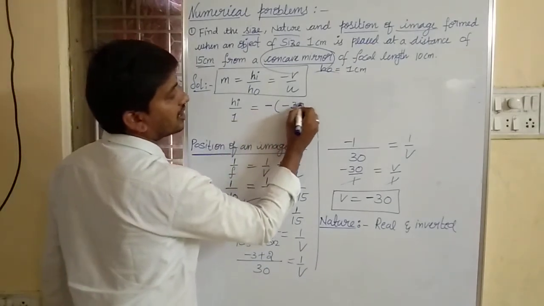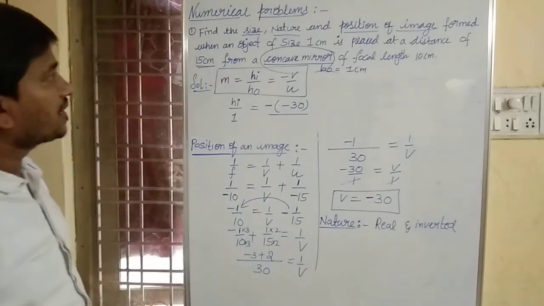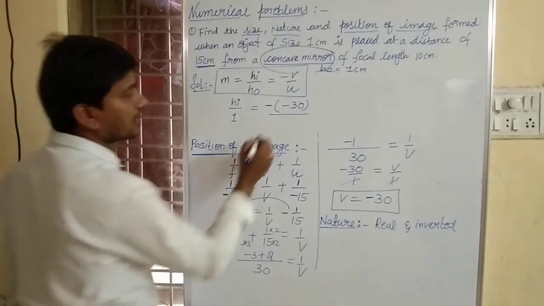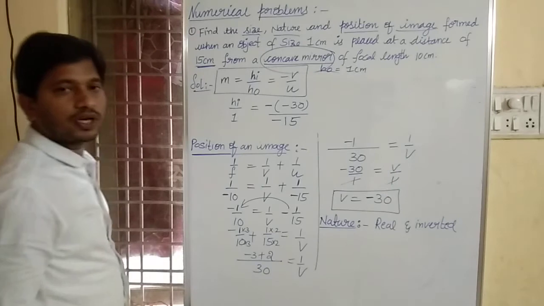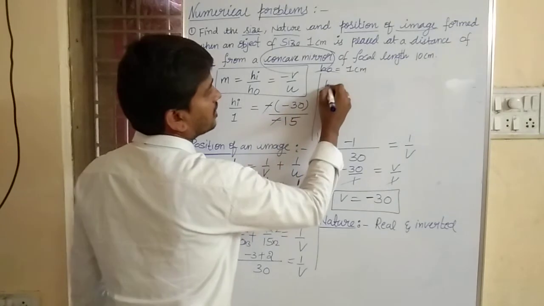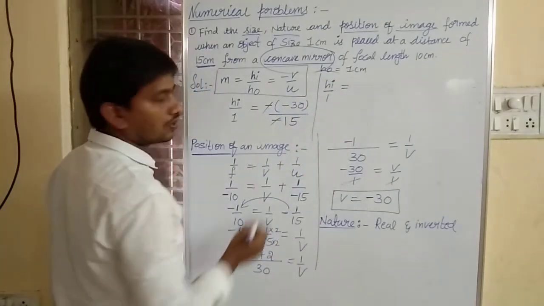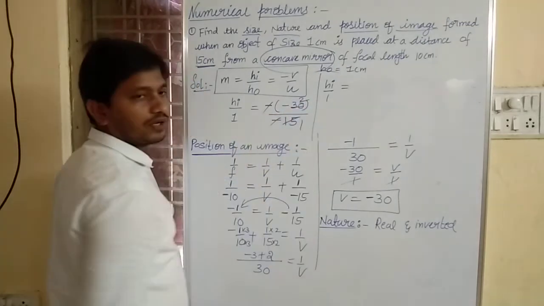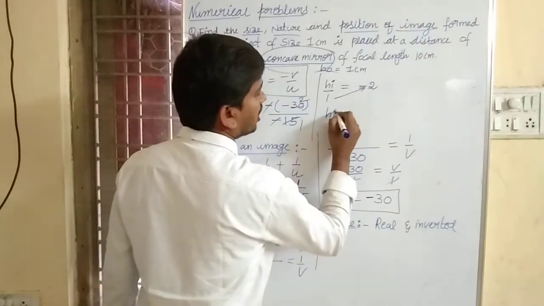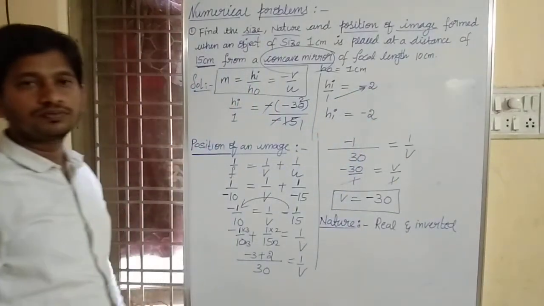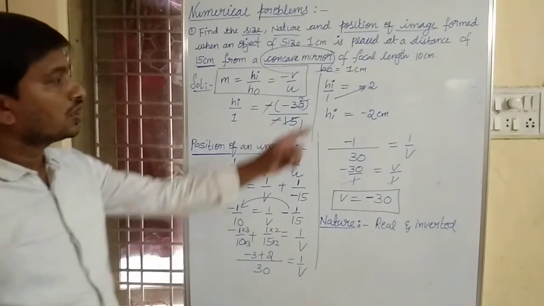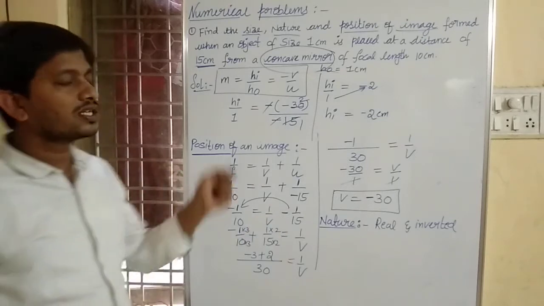Divided by the object distance of 15 centimeter. According to sign convention, object distance is negative for a concave mirror, so minus minus gets cancelled. Therefore, hi by 1 equal to 15 twos are 30, that is equal to minus 2. Cross multiplication, hi equal to minus 1 into 2, minus 2 centimeter. So the height of the image is 2 centimeter.